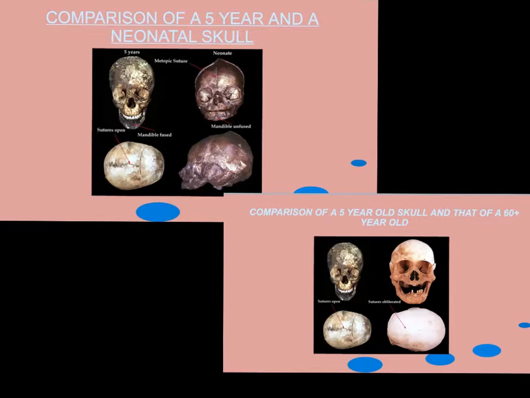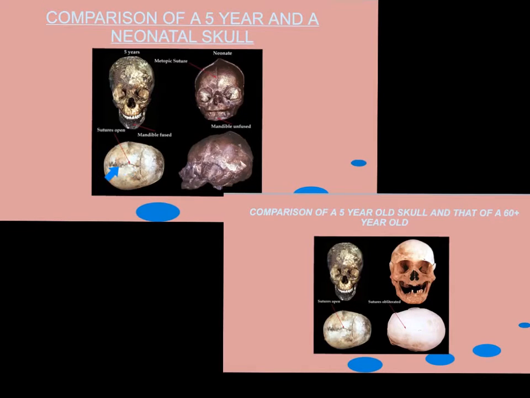Now here I've got a 5-year-old child versus a neonatal child, and you can see the difference in the bones, and you can see right here where we have the bones not quite fused together. Notice right here on this 5-year-old child how large the brain cavity is, and this is because we still need room for the brain to continue to grow.